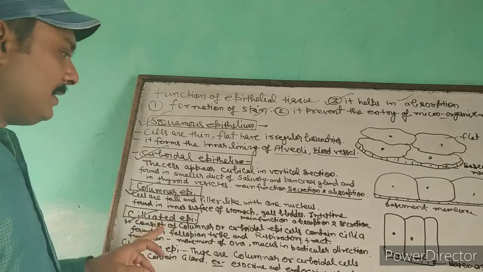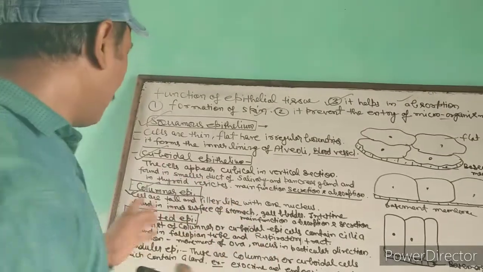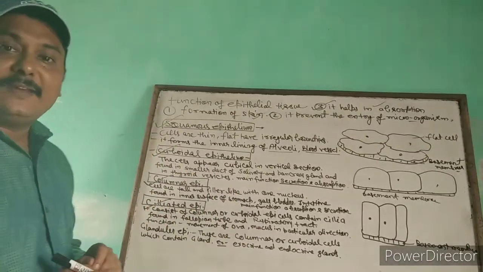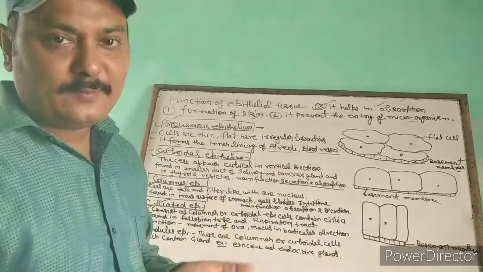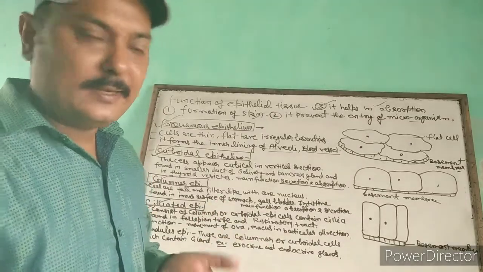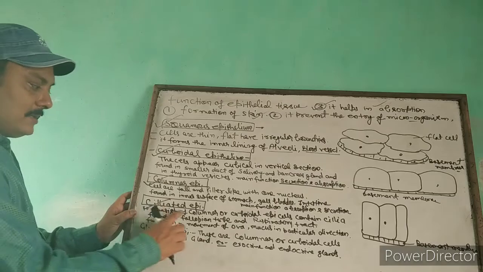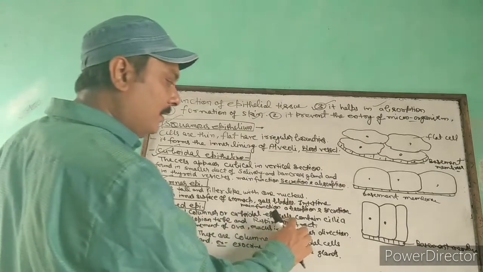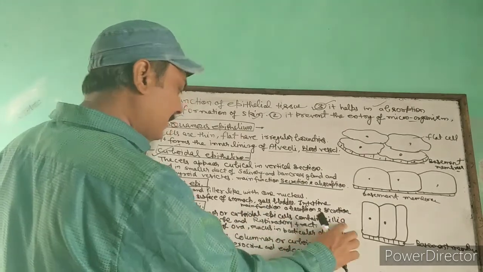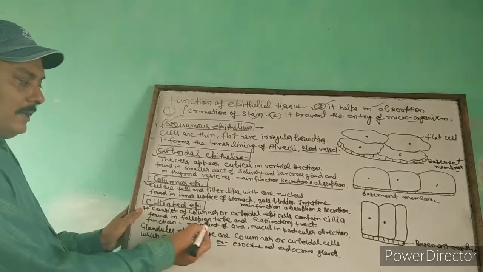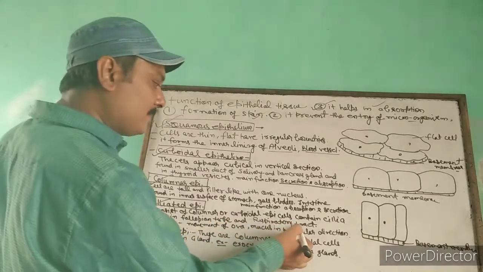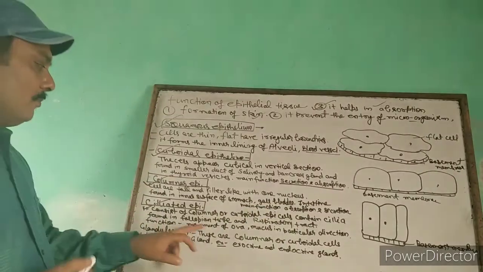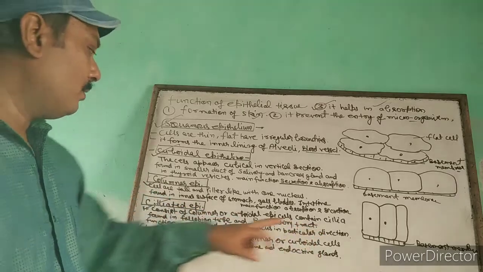Now ciliated epithelium. Ciliated epithelium are the modification of columnar or cuboidal cells. If they contain cilia, then this type of epithelium is known as ciliated epithelium. It consists of columnar or cuboidal epithelial cells containing cilia, found in fallopian tube and respiratory tract. Function: movement of ova and mucus in a particular direction.